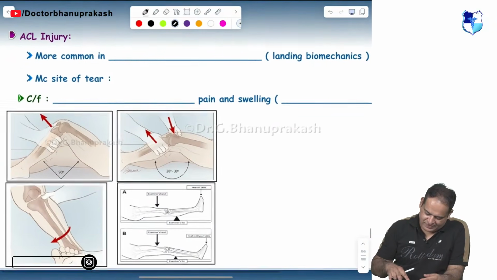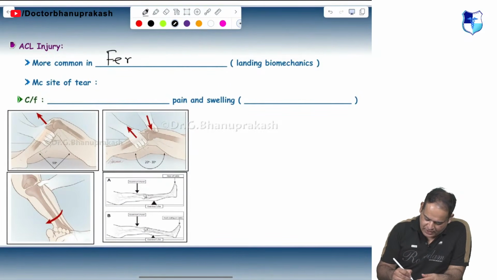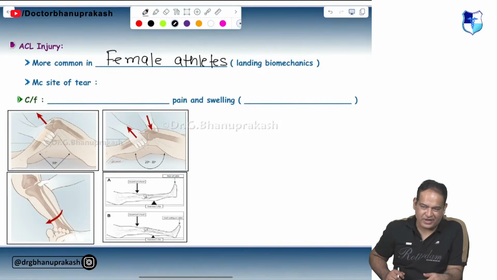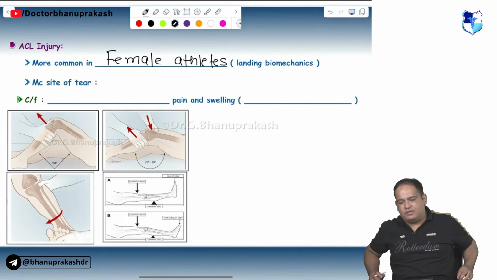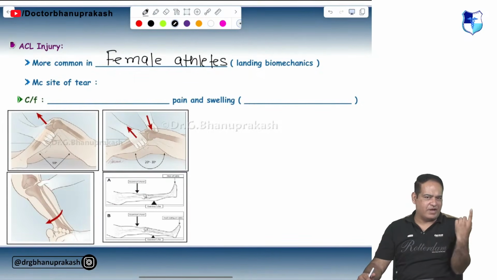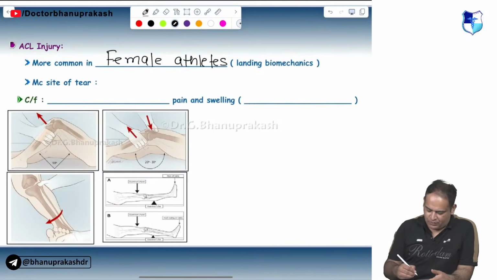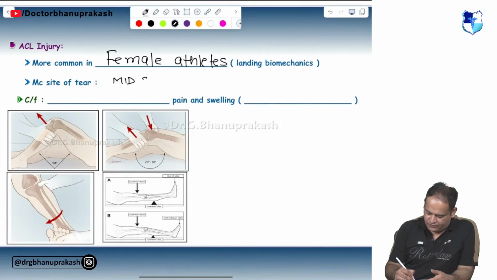Right? Now, ACL injury, anterior cruciate ligament injury, is common in female athletes because of the way they run, because of the way they fall. Right? Anterior, posterior, lateral, medial. You can call those cruciate ligaments. Collateral means covering all around. Okay. Coming to the ACL, what is the most common site of tear?